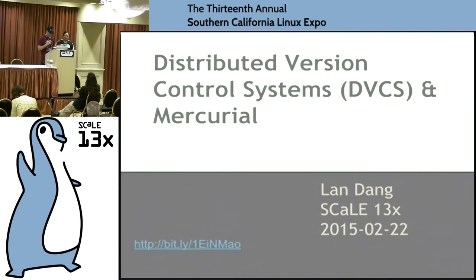Okay, our talk today is on distributed version control and Mercurial. Lan Dang is our speaker. She's going to be discussing different version control systems from the ground up and doing a comparison between Git and Mercurial. So without further ado, I give you Lan.